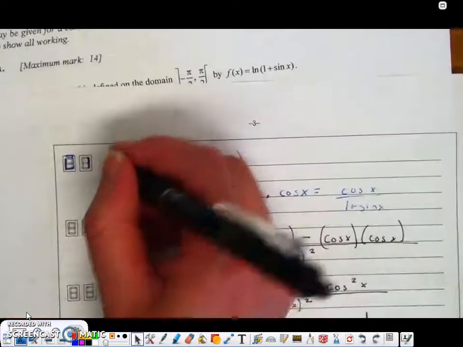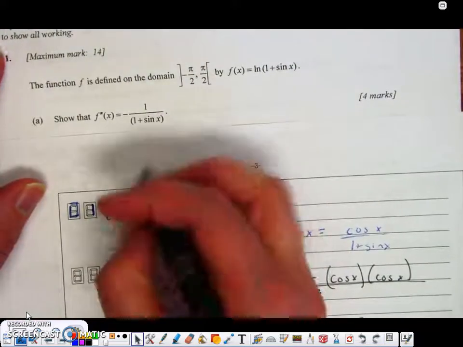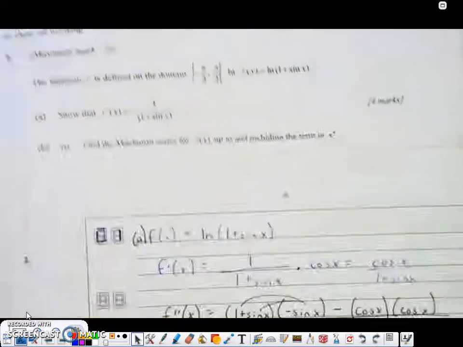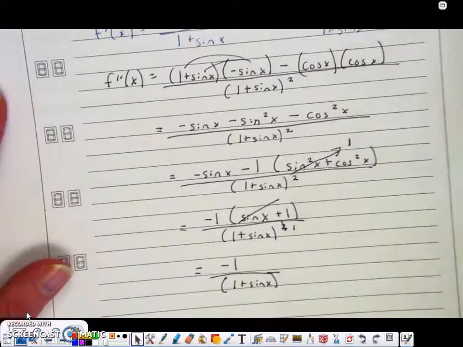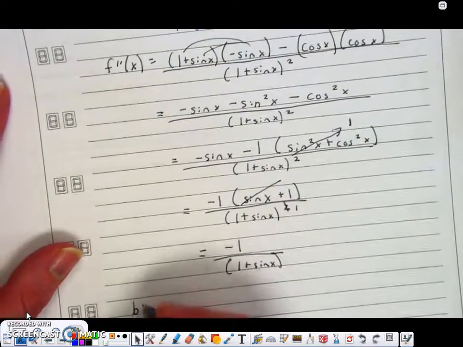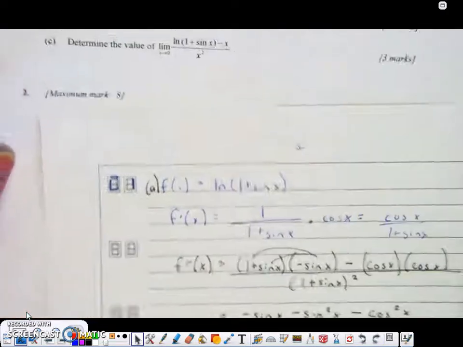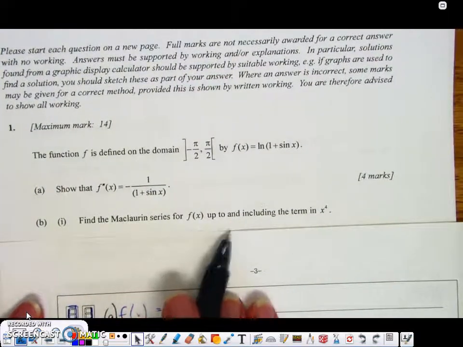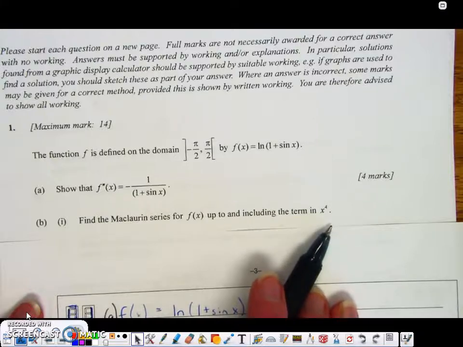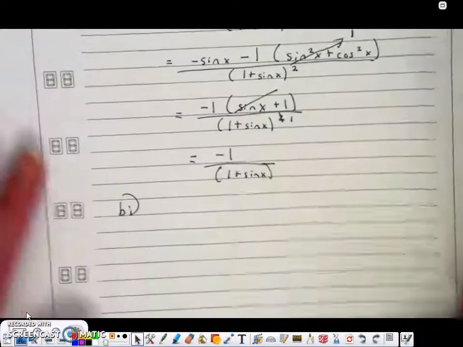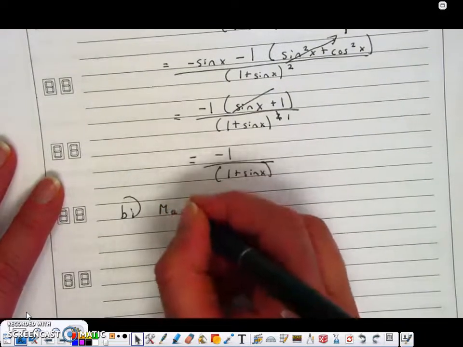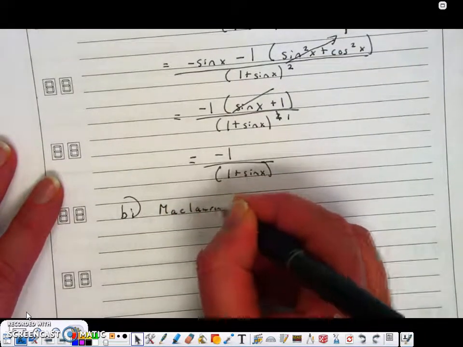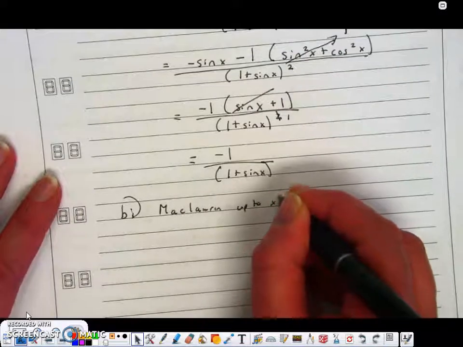So we have completed part A, and we are moving on to B. Okay, so for B(i), it says find the Maclaurin series for f of x up to and including the term in x to the fourth. Okay, so we're going for Maclaurin. I'm just going to make a note to myself, Maclaurin up to x to the fourth.